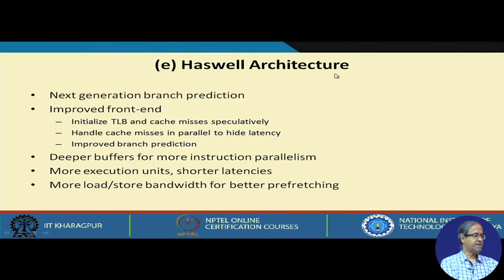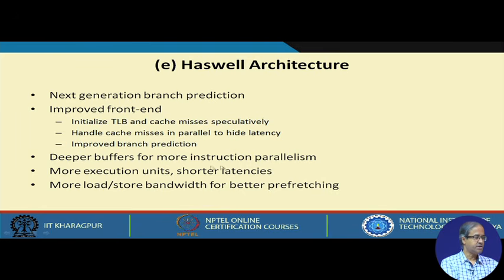Then the Haswell architecture, which is one of the latest. Here the branch prediction was made much more sophisticated using a lot of hardware support, and there was some improvement in the front end, like the TLB and the cache misses. There was some speculative processing here. Multiple cache misses were handled in parallel to hide the individual latencies, and as I said, branch prediction was improved to a great extent.